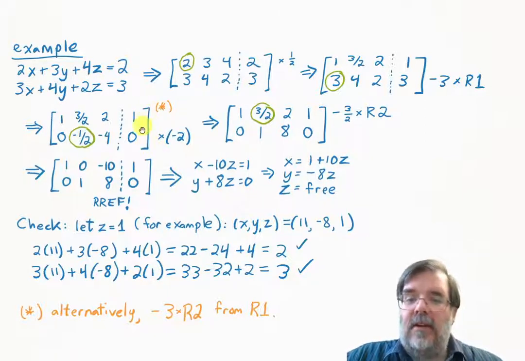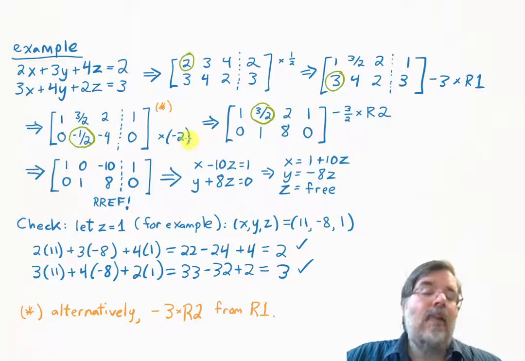For example, here, I have a negative 1/2 and a 3/2. You can deviate from the suggested procedure if you think it'll make things easier. So here, alternatively, instead of multiplying this by negative 2, we could immediately zero out this term by adding 3 times row 2 to row 1. Right, so we could zero out this term first, and then multiply this row by negative 2 later. No matter which way you go, though, you'll end up with the same solution.